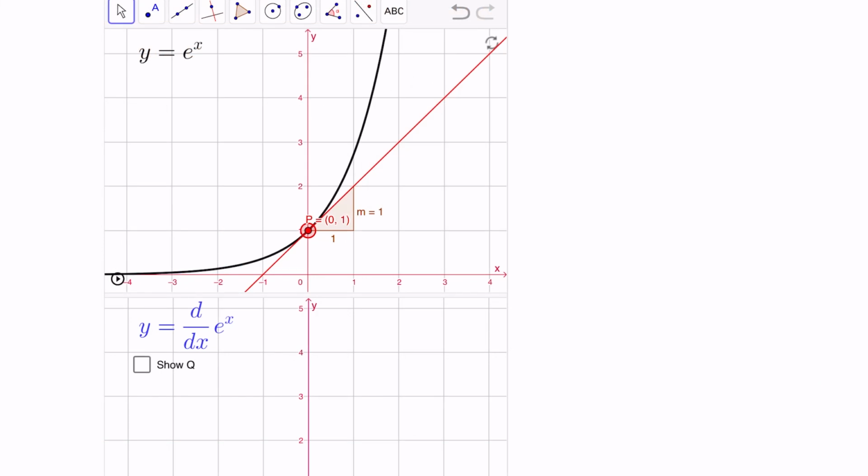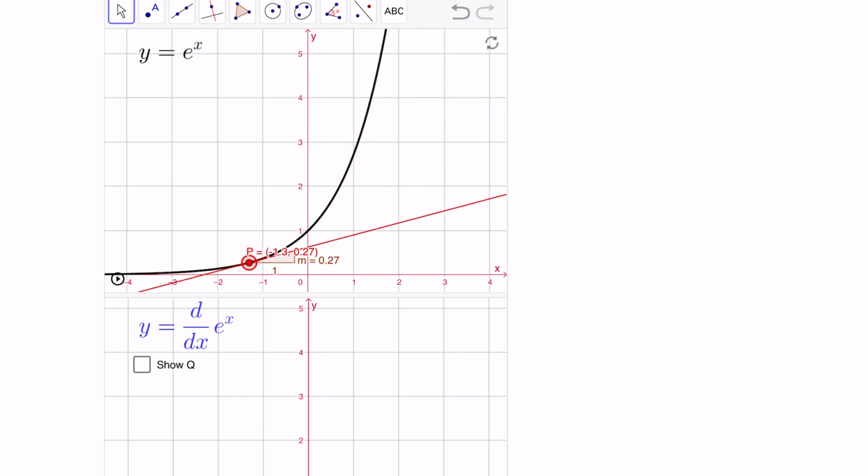So this black curve here is y is equal to e to the x. And if I draw a tangent at the point x equals 0, you can see y is equal to 1, obviously, but also the gradient is equal to 1. And if I change this point P, you can see when the y value is 2.3, the gradient is 2.23, and so on. So basically, the gradient is always equal to the y value.